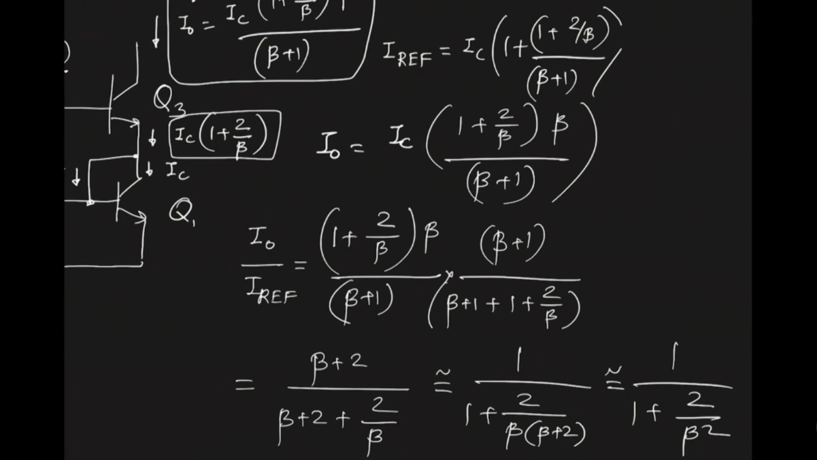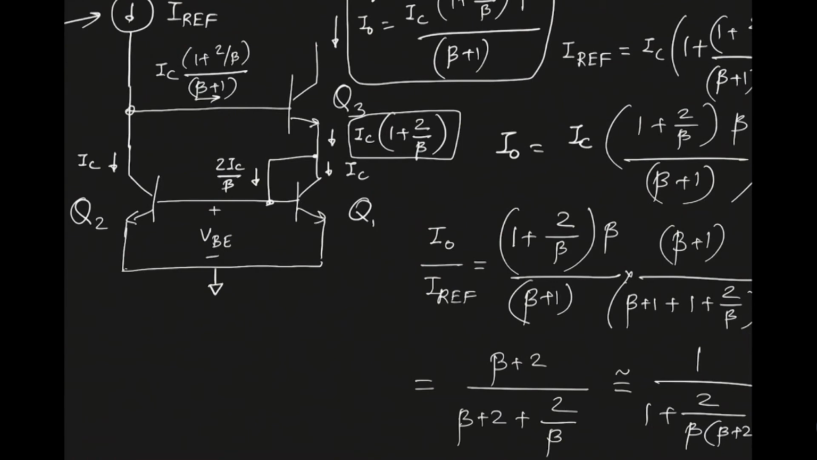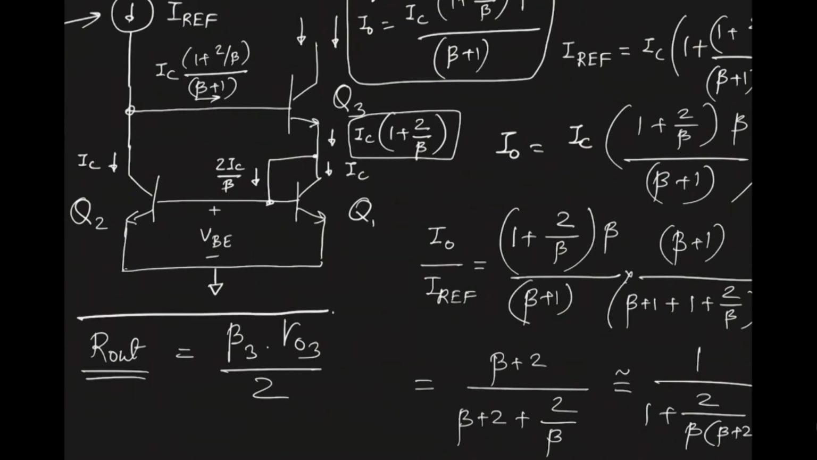So we get the same effect of reduction in the effect of base current, the beta square effect, which is great. However, the real advantage of this particular current mirror is the output impedance, output resistance, R out, okay, and this R out is equal to beta 3 times RO3 divided by 2. Okay, so you kind of get a cascading effect over here.